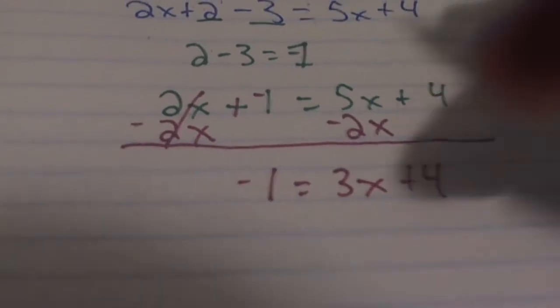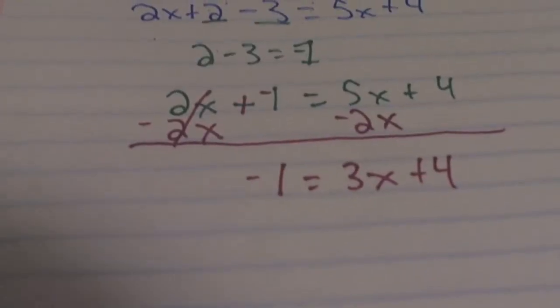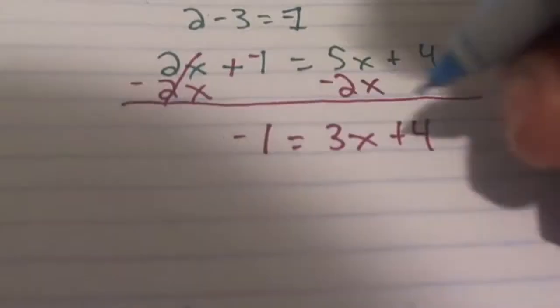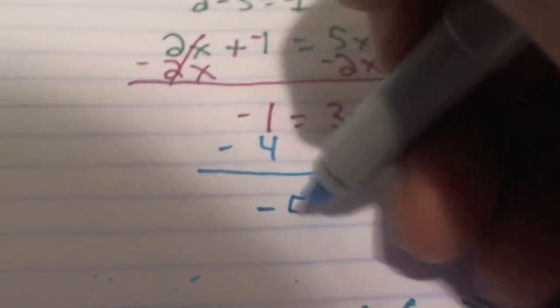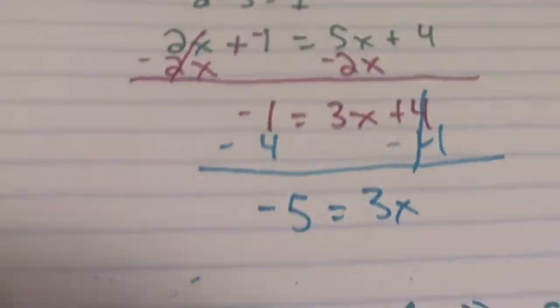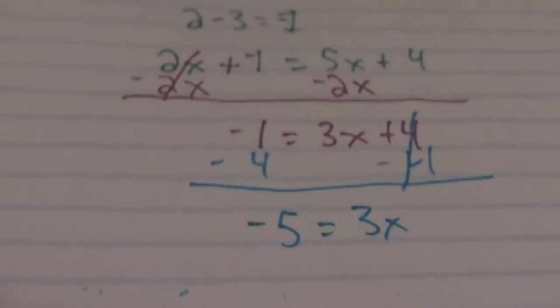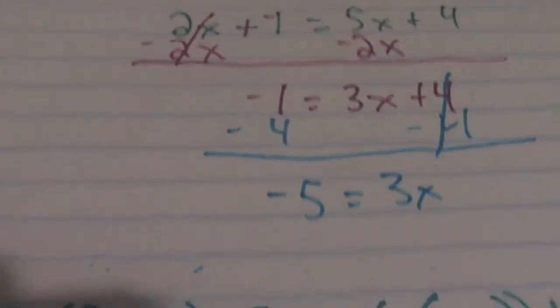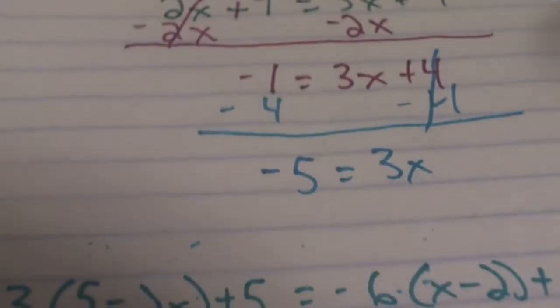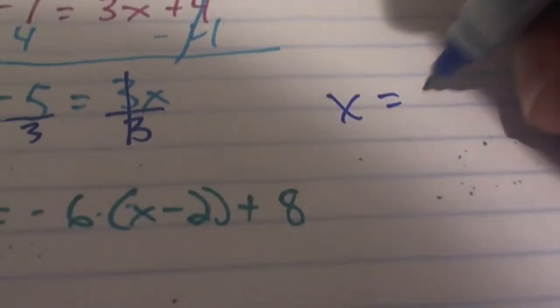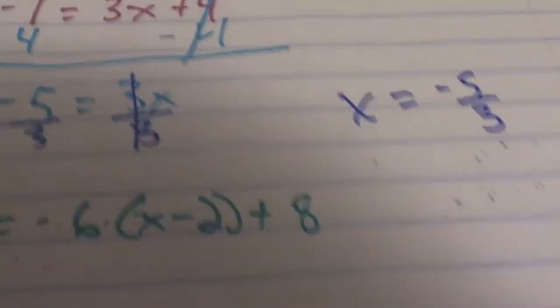Alright, now we have to get rid of the 4. Well, since it's plus, we have to do minus. So we're going to subtract 4 from both sides. Minus 4, minus 4. And those cancel out. Minus 1 minus 4 is equal to negative 5. It's equal to 3x. Some of y'all put negative 3. You need to get better at 6th grade math. Practice. The last step is to divide by 3. So divide both sides by 3. So the answer is x is equal to negative 5 thirds. That's it.